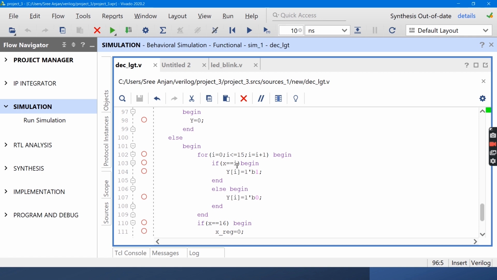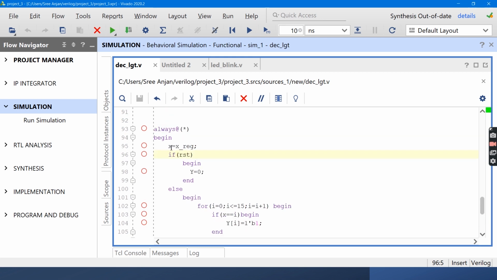If X equals i, which means the X value, the LED value, is equal to i, the incremented value. i is initially taken as 0. If LED is 0, that is the first LED, and the increment value is 0, and both are equal, then Y of 0, the first LED, will blink.